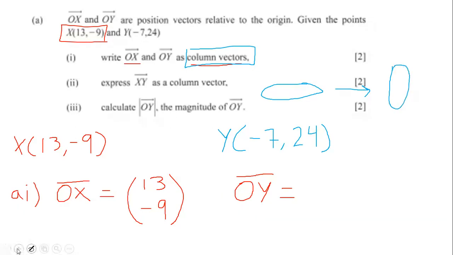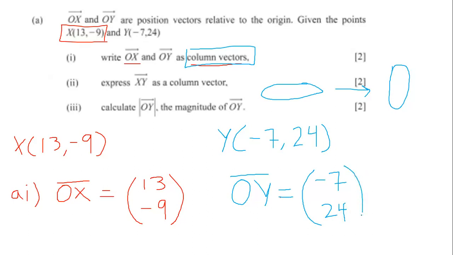And so OY, let me change the color. Let's write it in this baby blue color. So OY is going to be equal to, remember, we keep the same numbers, -7 on top, 24 at the bottom. And so look at that, we have completed part A.